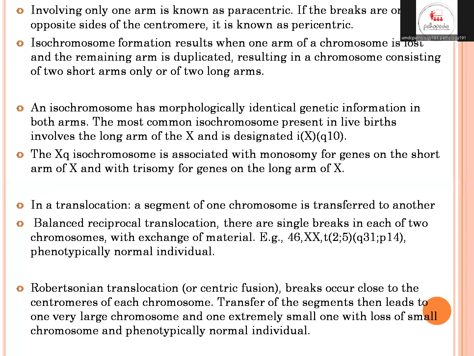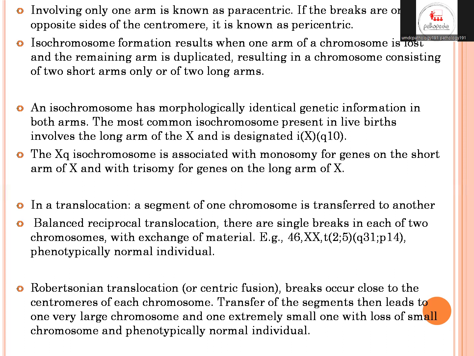An isochromosome has morphologically identical genetic information in both arms. The most common isochromosome present in live births involves the long arm of the X and is designated as i(Xq10). The Xq isochromosome is associated with monosomy for genes on the short arm of X and with trisomy for genes on the long arm of X. In a translocation, a segment of one chromosome is transferred to another, and a balanced reciprocal translocation is a single break in each of two chromosomes with exchange of material.